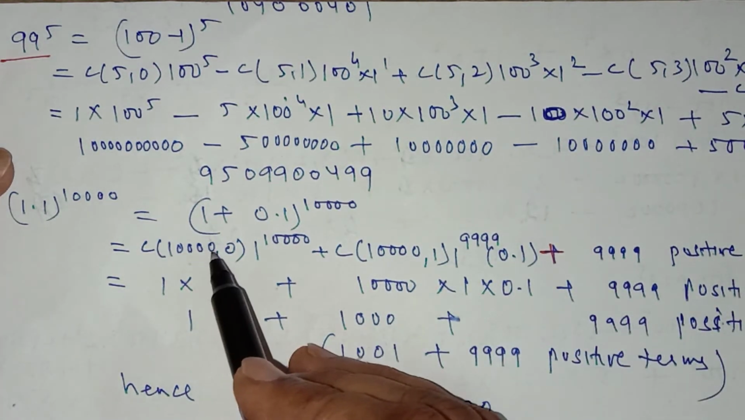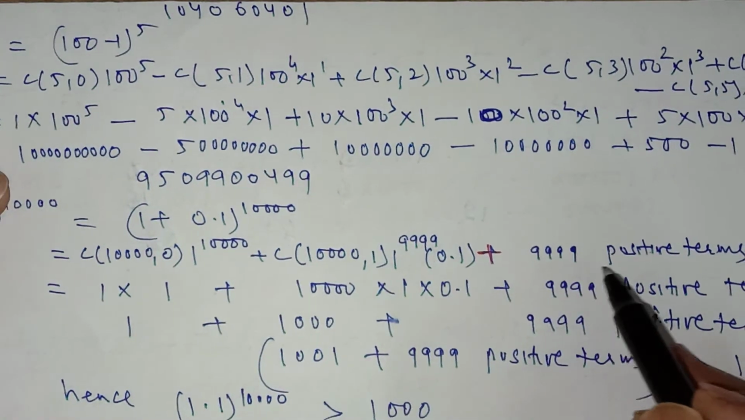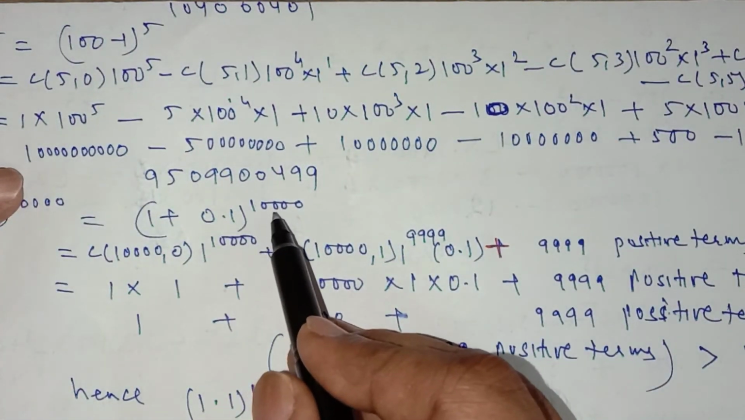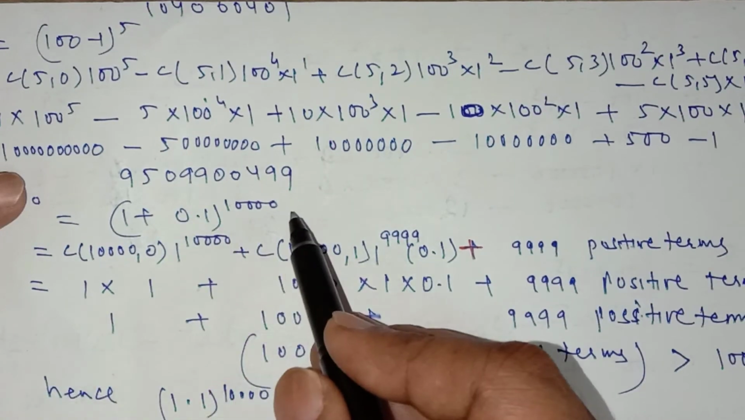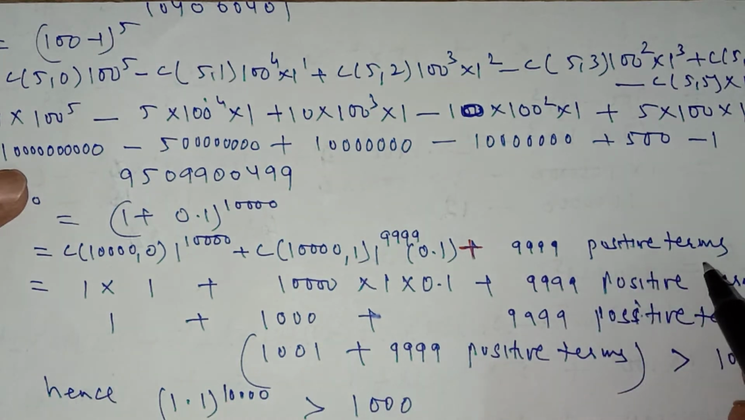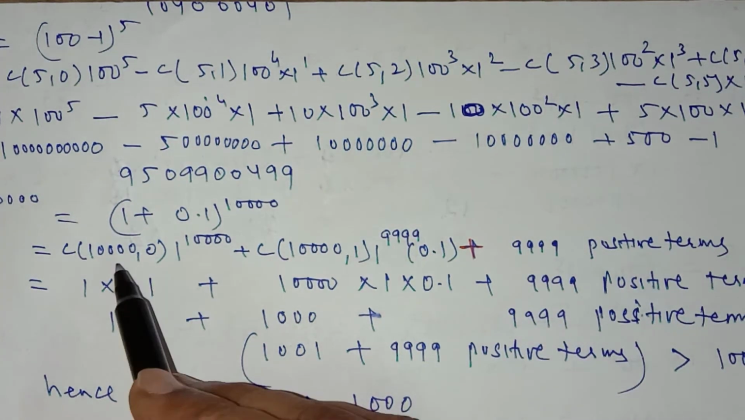So I have written only the first two terms, plus 9,999 more positive terms, because we have the power 10,000. So there will be 10,001 terms. I have written 2, so 9,999 more terms will be there. All will be positive. So simplify this.